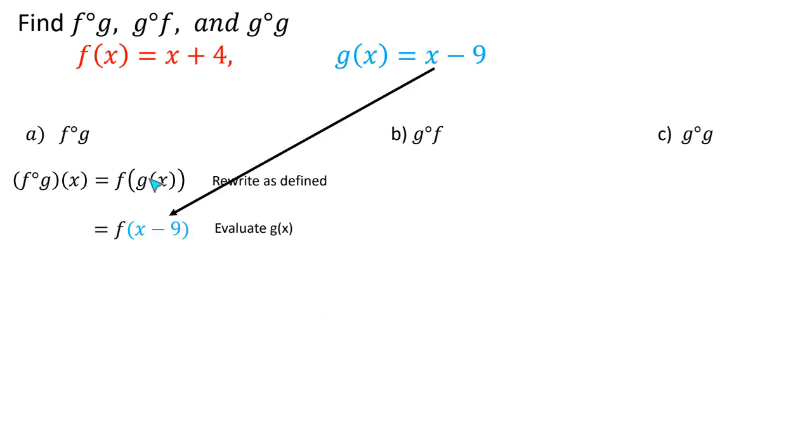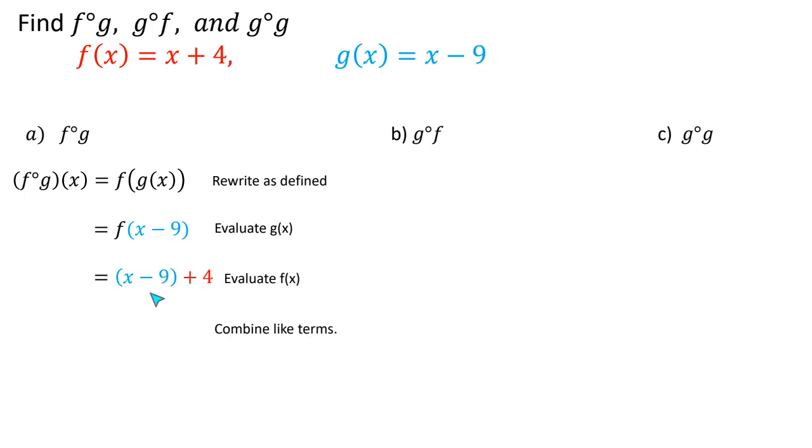So we're going to evaluate g of x. So here's g of x. g of x is x minus 9, so we're going to plug it in here. And now we can evaluate f of x minus 9. So we're going to take that x minus 9 and plug it in for x. And so we get x minus 9 plus 4. Combine your like terms. So negative 9 plus 4 is negative 5. So that's my composition.